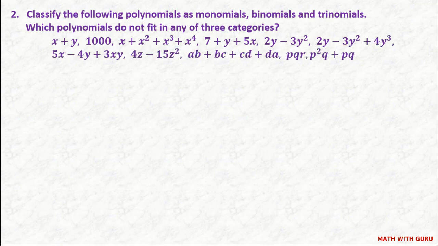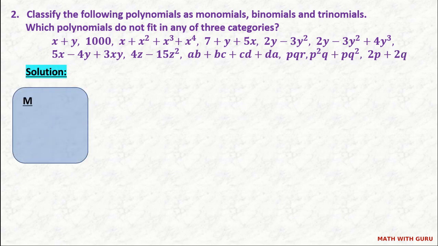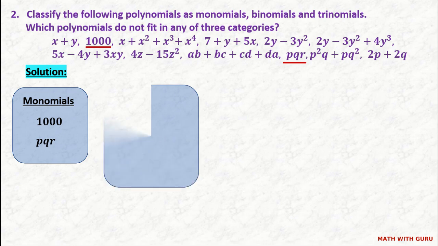Here are some polynomials. Now let us identify and then write down the monomials here. First polynomial, x plus y, is it a monomial? No, it is a binomial. 1000, it is a monomial. Do we have any other monomial here? Of course, we have PQR. These are the two monomials.